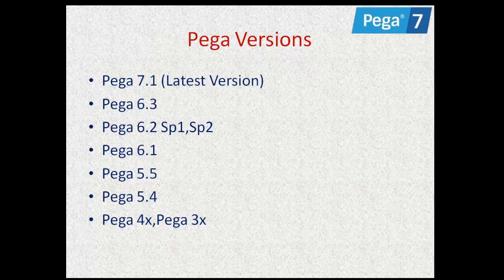And coming to the versions of Pega, Pega 7.1 is the latest version. Previous versions are 6.3, 6.2, SP1, SP2. 6.3 was released in 2013, this one in 2012, 6.1 in 2011. Every year they are releasing some versions. And with Pega 7.1, now you will not get any changes. In the coming 4 or 5 years they will not add any new versions; they will only do slight minor modifications.